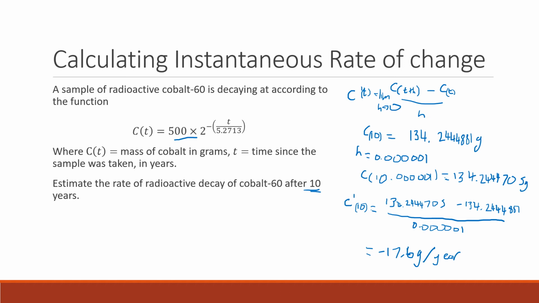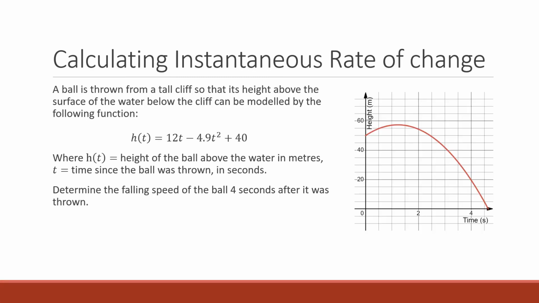So students, there's an example where if you don't know the rule to derive our function, we can still use our old definition. We can use our formal definition of a derivative and a really small value of h to work out what the instantaneous rate of change is.